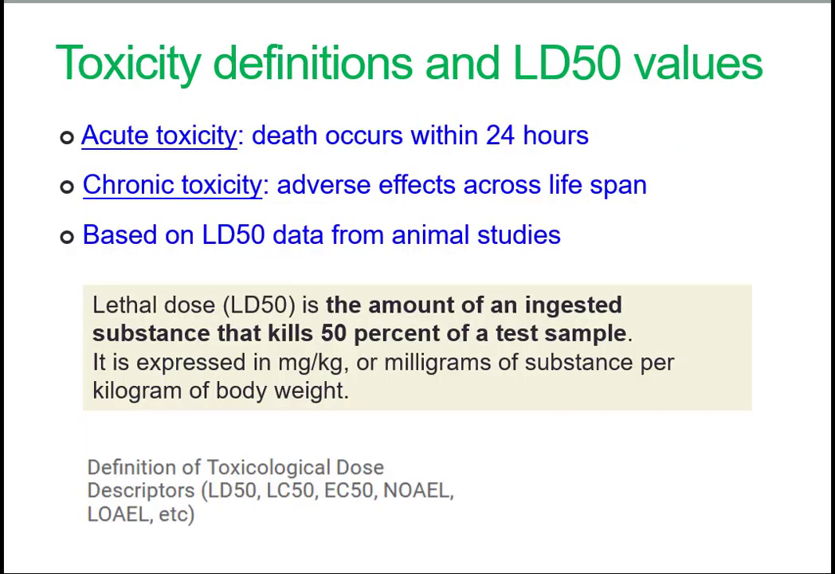Two other definitions. When we talk about toxicity, we need to distinguish between substances that can cause death quickly, said to be acute toxins, and those that produce adverse effects across the lifespan. Acute toxicity is assessed using LD50 data, this being the amount of substance required to cause death in 50% of a group of test animals. Leaving aside other issues, acute toxicity is relatively easy to assess, whereas chronic toxicity, including genotoxicity, is much harder to evaluate.